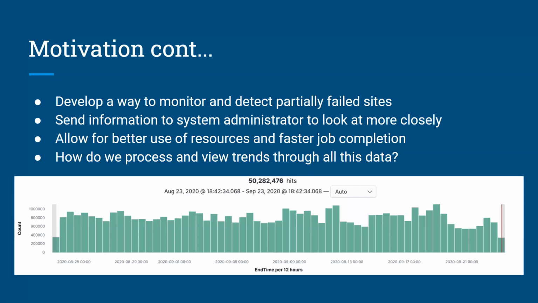So we want to develop a way to monitor and detect these partially failed sites. And we want to send this information to a system administrator to have them look at it more closely. This would allow them to determine if it's important to look at the site or not, and get a better feel for it. And it would allow for a better use of resources and faster job completion. You can see in the picture down below, during the last month, HCC has gotten quite a lot of hits and a lot of data to sift through. So I'll get into how we're going to process and view the trends through all this data.